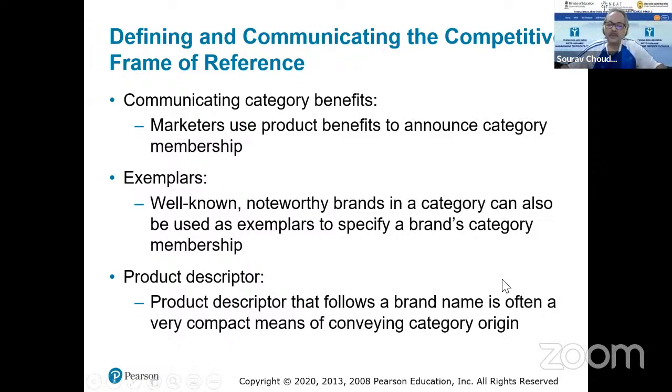And product descriptors. So communicating the competitive frame of reference: first you have to come into this category membership. Then product descriptions that follow a brand name are often a very compact means of conveying category origin. That is, I am a two-wheeler, an automatic two-wheeler in the 100cc segment. So that's my product description. These two together, the exemplar and the product descriptor, and the category membership, all three together communicate that competitive frame of reference.